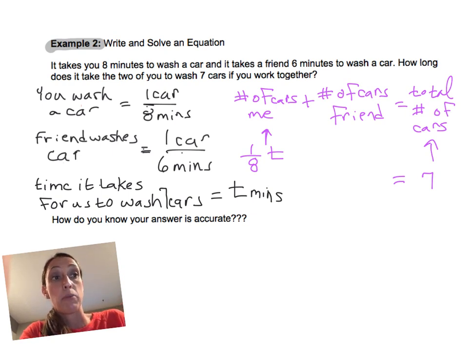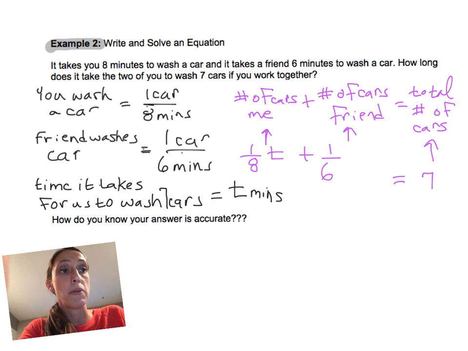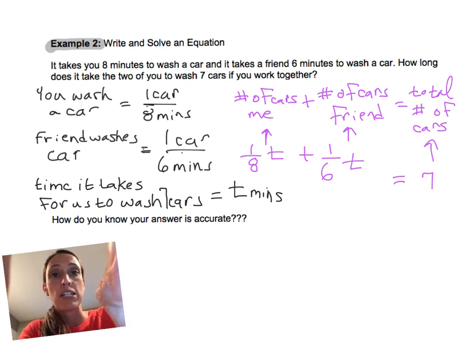Okay. I'll bring down my plus sign. And then my friend's a little faster. My friend washes 1 car every 6 minutes. So if my friend had 6 minutes, they'd get 1 car done. If they had 12 minutes, they'd get 2 cars done. If they had 18 minutes, they'd have 3 cars done. So the expression that we could use to model the number of cars my friend would wash would be 1/6 times t. So that's our equation that we get to solve. 1/8 t plus 1/6 t equals 7. So I'm going to go ahead and bring that equation down, give them some room to work it out a little bit because I want to use the bottom busters.